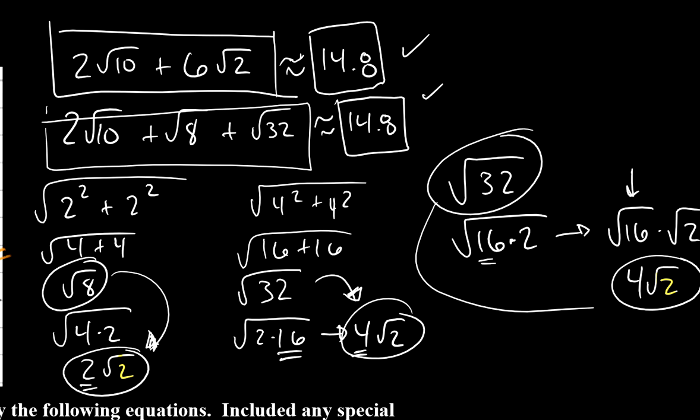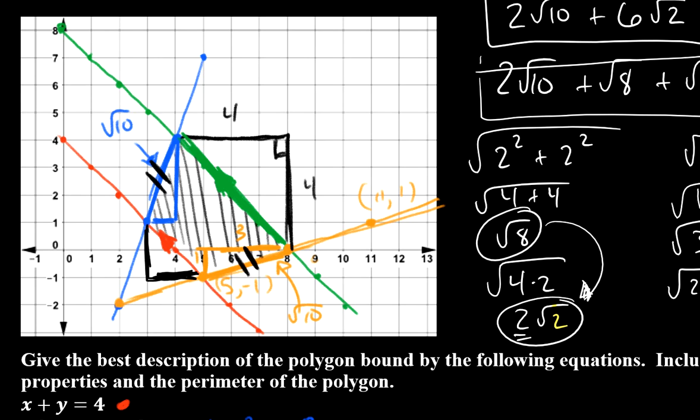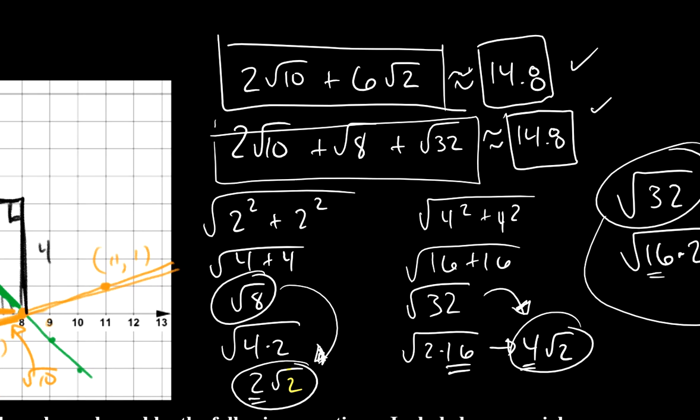So in your response for this question, you should say that it has one pair of opposite sides that are parallel, so it is a trapezoid. And because the two non-parallel sides are equal in length, they're both root 10 in length, it is an isosceles trapezoid. And the other thing that you should report is that the perimeter of it is approximately 14.8. So those are all the elements that we're looking for.